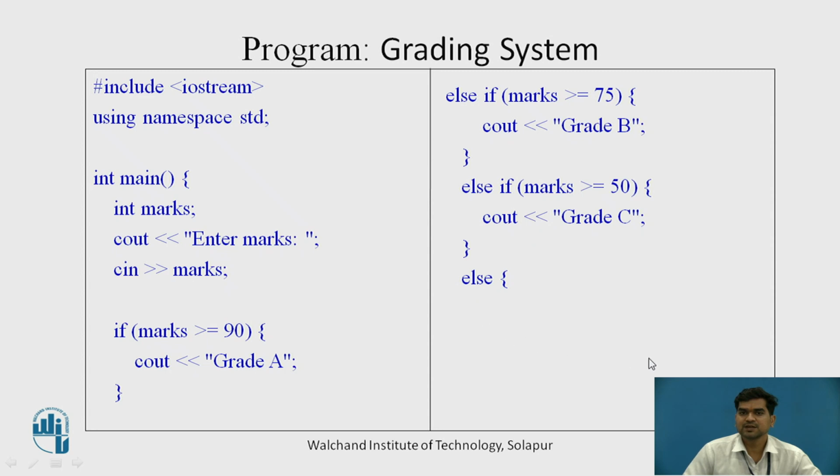So the else condition will get satisfied. If my input is less than 50, then the output window will show the failure, that is a fail. So this is a basic example of a grading system using the ladder if else condition statement. Here, if you observe, there is one condition, second condition, third condition, three different conditions. If these three conditions are not true, the else statement will get executed.